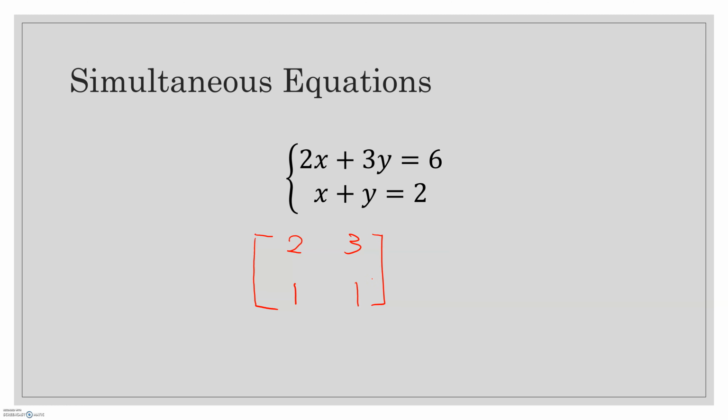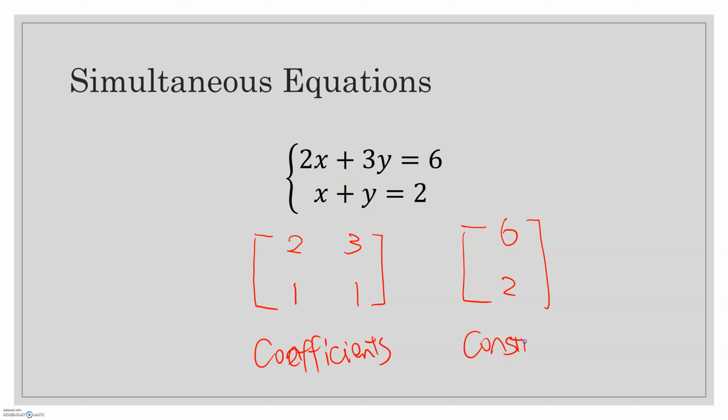Now, on the right-hand side, I have 6 and 2. It's quite self-explanatory. We have 6 and we have 2. So we can write a matrix 6 and 2. So we got two matrices. On the left-hand side, we got the coefficients, sorry, coefficient matrix, which means the numbers before x or y. And on the right-hand side, I have the matrix for the constants.